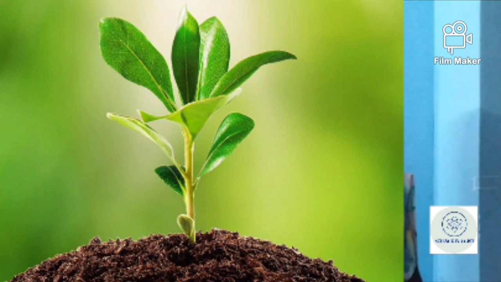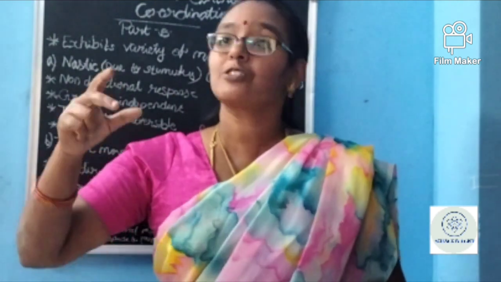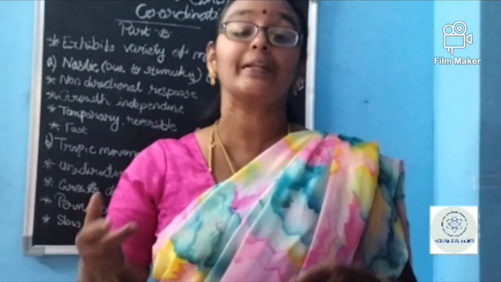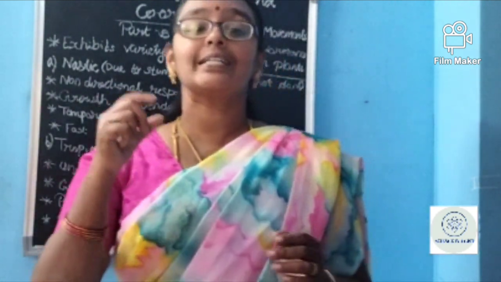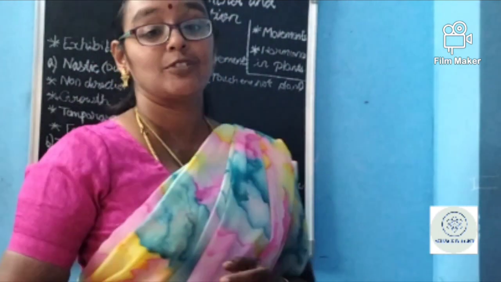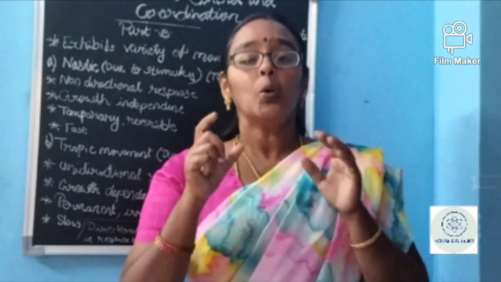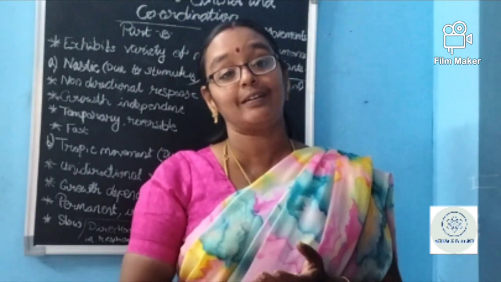So they are said to be positive phototropes. And the roots will be moving away from the light. That is, it's not moving directly towards the sunlight, it is moving down. So the roots exhibit negative phototropism. Is it clear? Okay. Then the second is geotropism. Geotropism means something related to gravity. The part of the plant which is moving in response to gravity. Where the gravity is exhibited?